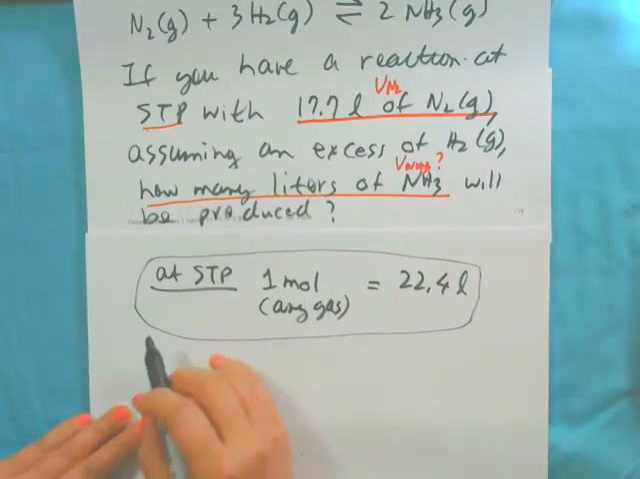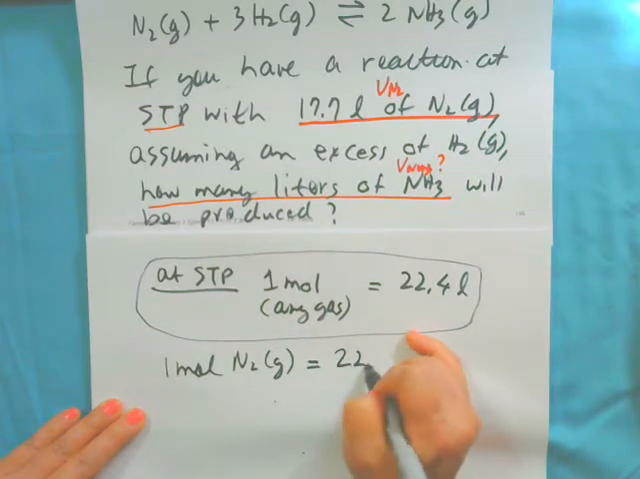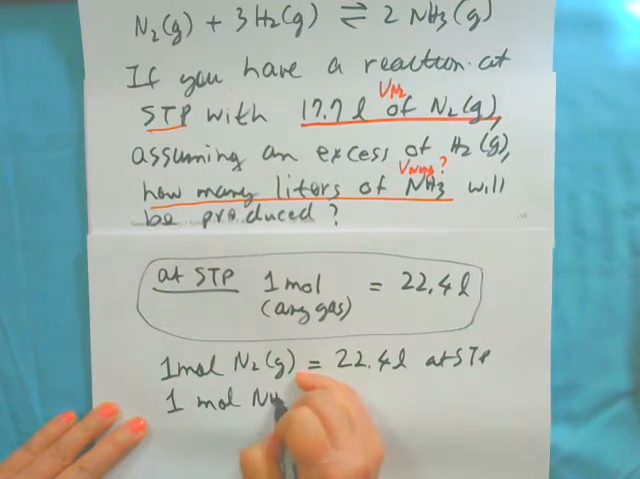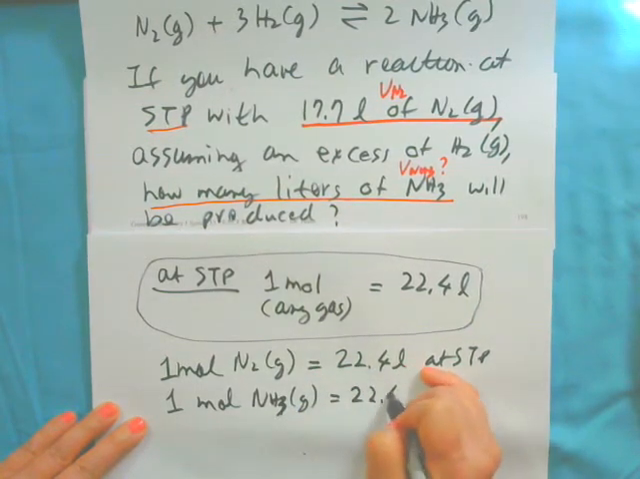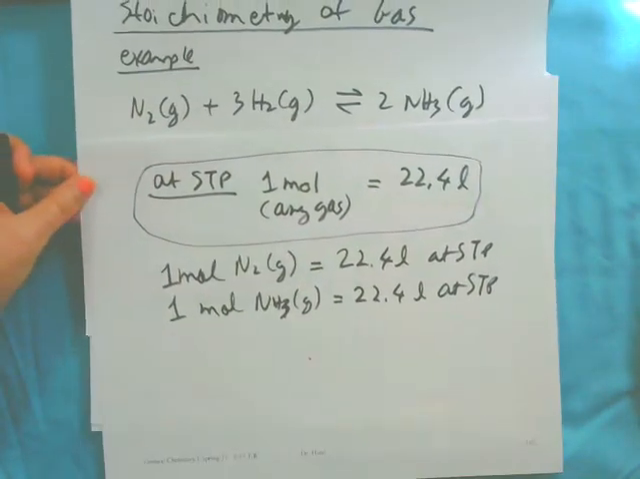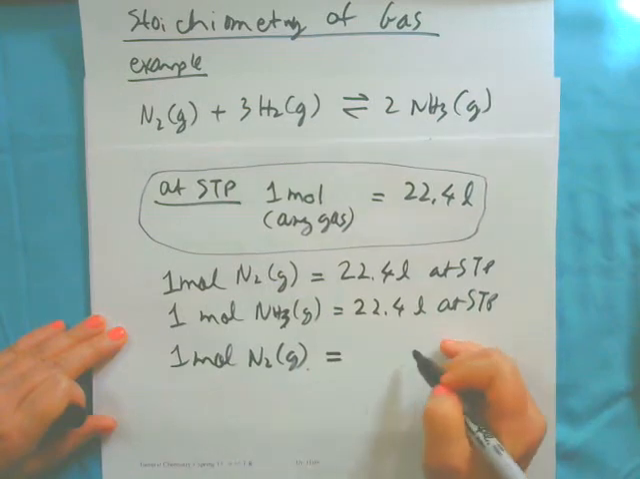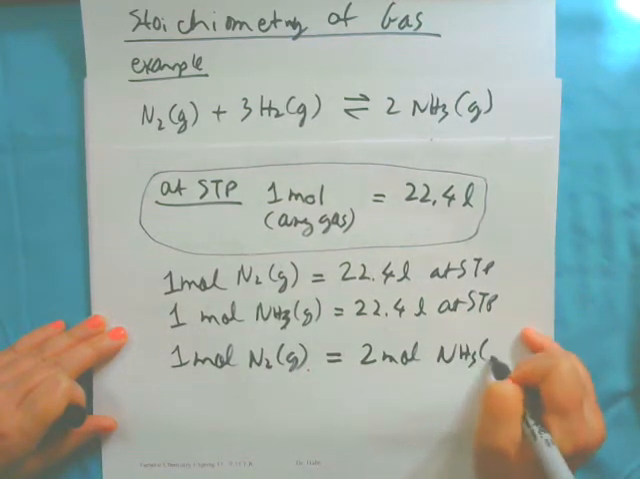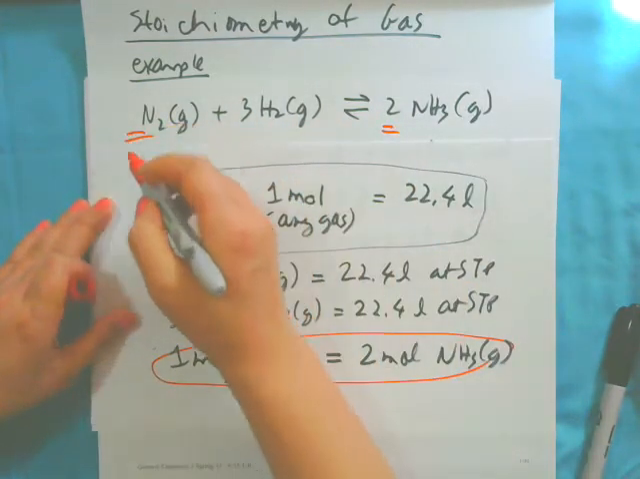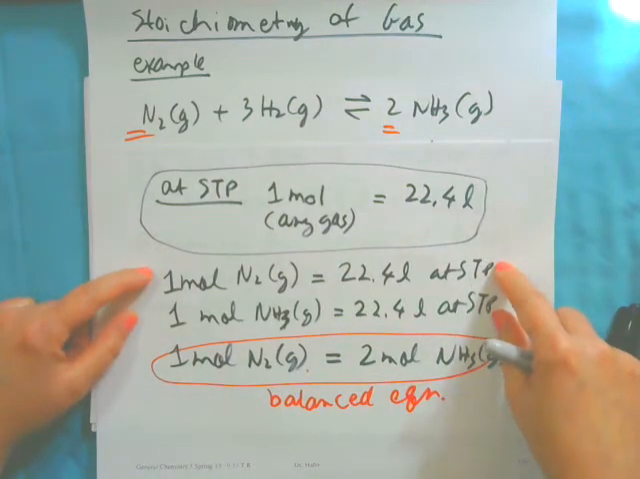So you can say that 1 mole of N2 gas is equal to 22.4 liters at STP. You can also say that 1 mole of NH3 gas is equal to 22.4 liters at STP. Okay, all we did there is we're just using the definition of STP. The other thing that we can get out of this balanced chemical equation is that 1 mole of N2 gas is equivalent to 2 moles of ammonia gas, according to our balanced chemical equation. And where am I getting that from? I'm just getting that from this. So this is just from your balanced chemical equation. The other two are just from the definition of STP for any gas.